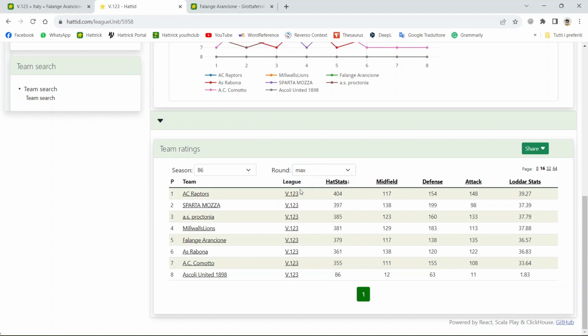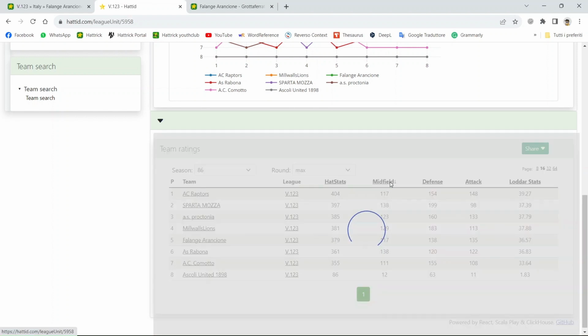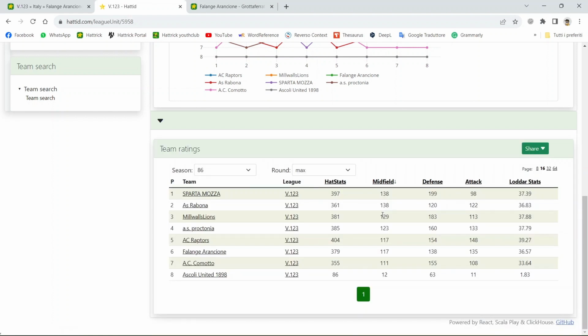In this case, I can see that I am in the middle of my league, and I can see how my midfield compares to the opponents. Considering the training, playmaking, and that I'm playing with 3-5-2 and 2-5-3, to improve my strategy maybe I should try to improve my midfield for the next season, trying to have a higher midfield versus my direct opponents.